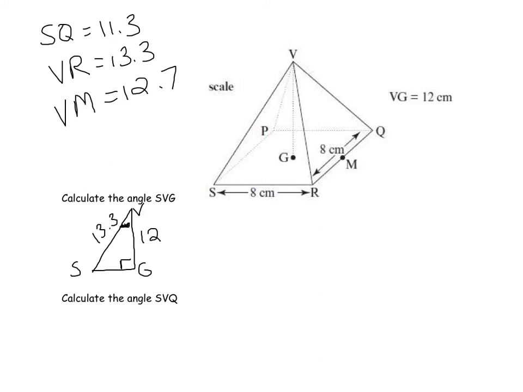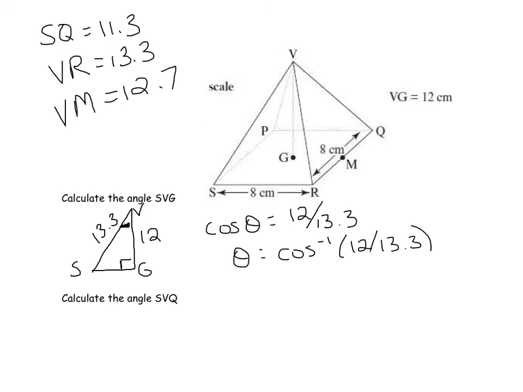Well, I know that this is the hypotenuse, and this one's adjacent, so let's just use cosine. So remember, to find the angle, we're going to do the inverse of cosine. Second cosine, 12 divided by 13.3. And we get that that angle is 25.5.